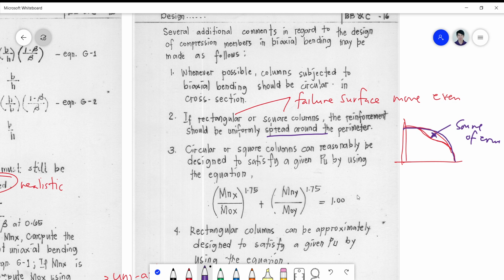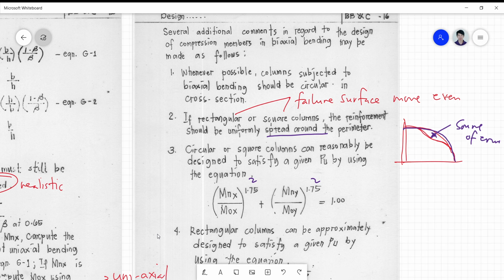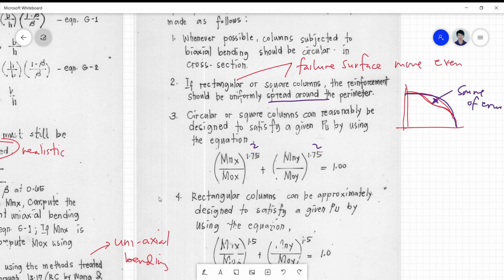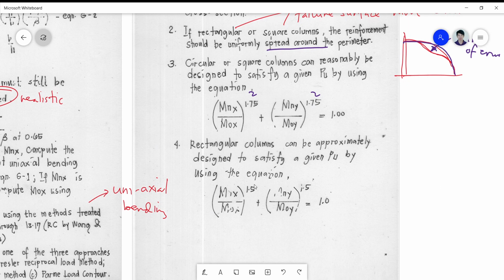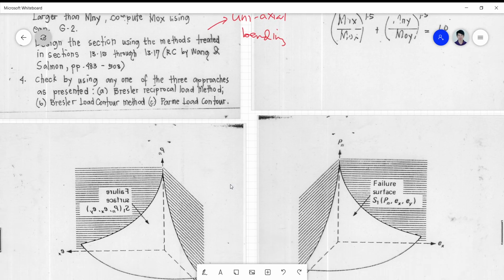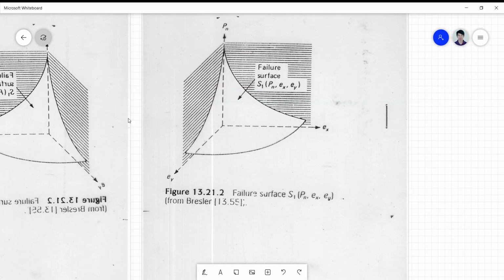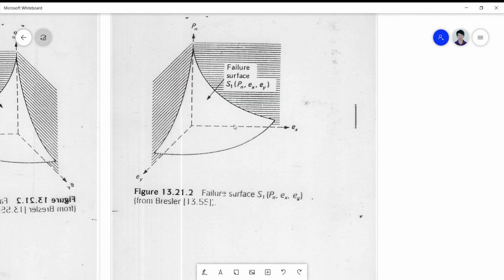Actually, if you have a circular column, the maximum value of alpha is 2. So rectangular columns can be approximately designed to satisfy given P by using this equation. So this is a Bresler exponent then. Again, these are the failure surface. So I'm referring to you a while ago, this is the Pn, ex, ey surface.